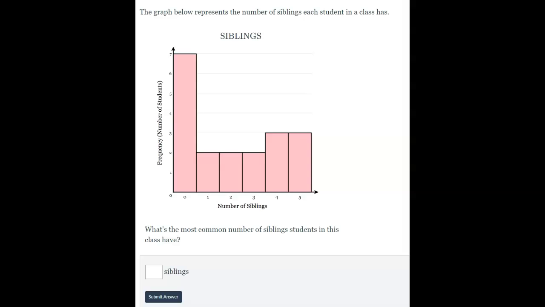Right. It says the graph below represents the number of siblings each student in a class has. What's the most common number of siblings students in this class have? Well, we can see that that's going to be the highest bar, right? So 7 students had 0 siblings. So that would be the most common number of siblings had. Would be 0. That happened 7 times, but let's not confuse that. It'd be easy to say our answer is going to be 7, but that's just 7 people had 0 siblings. So the most common number of siblings had is 0.